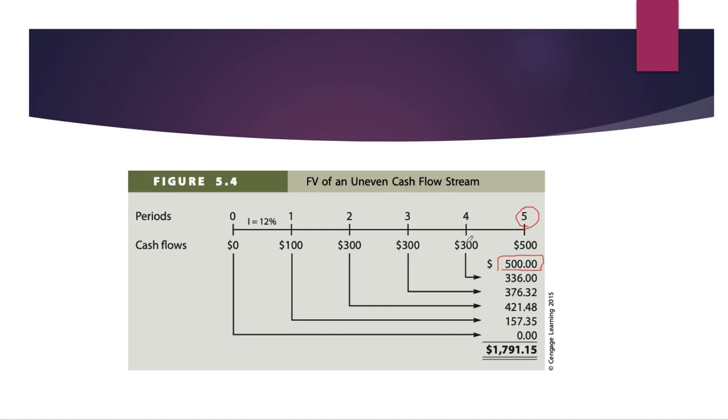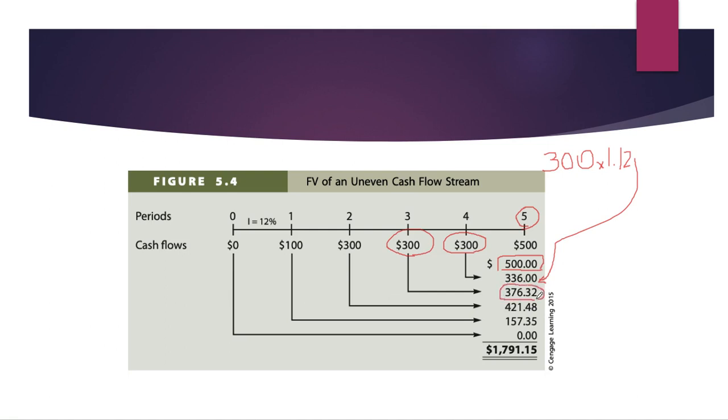And then you have this $300 that you receive at the end of the 4th year. So you can calculate the future value by multiplying this 300 by 1 point, the interest rate, that's the 12%. So you can multiply these two to get this number 336 here. And similarly, you multiply 300 by the square of 1.12, and that gives you this number 376.